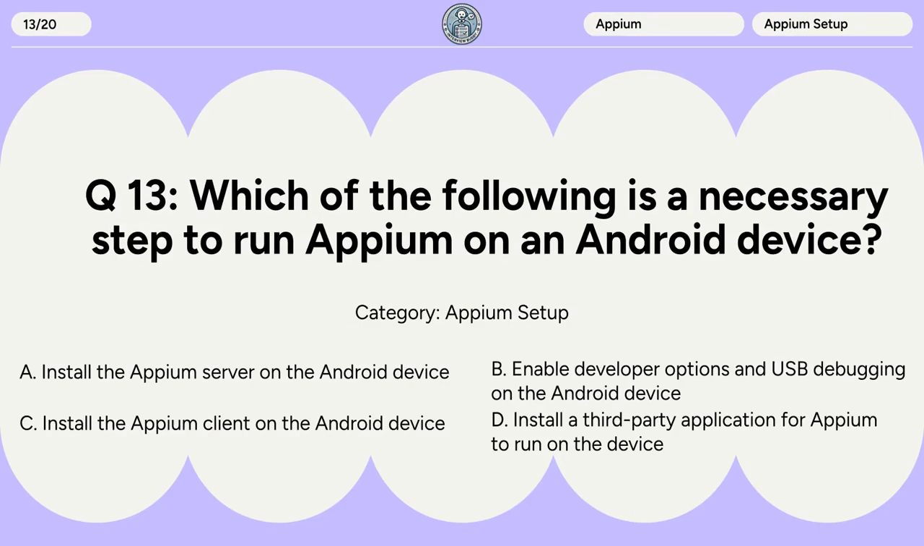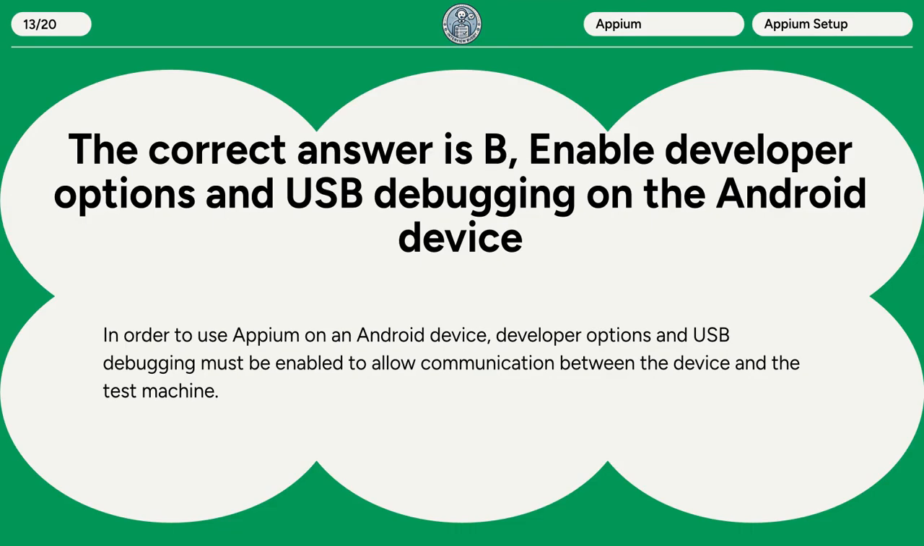Question 13. Which of the following is a necessary step to run Appium on an Android device? A. Install the Appium server on the Android device. B. Enable developer options and USB debugging on the Android device. C. Install the Appium client on the Android device. D. Install a third-party application for Appium to run on the device. The correct answer is B. Enable developer options and USB debugging on the Android device. In order to use Appium on an Android device, developer options and USB debugging must be enabled to allow communication between the device and the test machine.